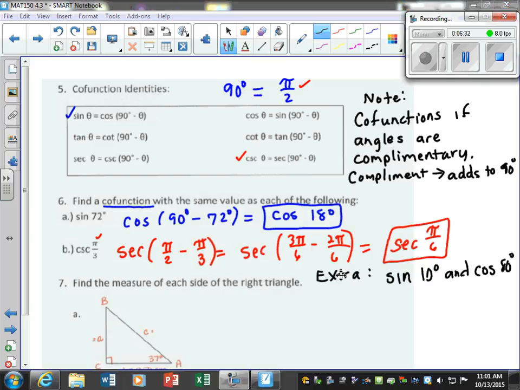Okay, and then an extra one is just if you have sine of 10 and then the cosine of 80, these would be cofunctions. Cofunction identity, using cofunction identity. All right, so in 7, let's find the measure of each side of the triangle.